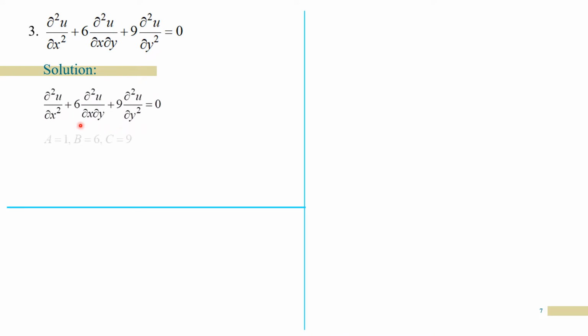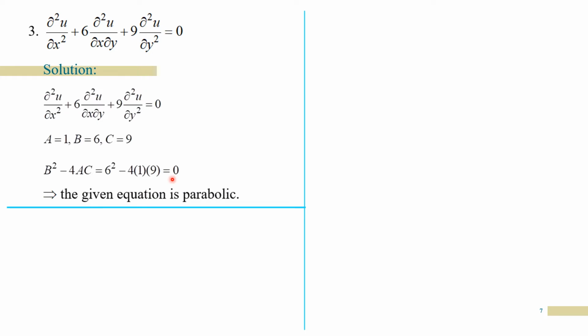In this PDE, A is equal to 1, B is equal to 6, and C is equal to 9. Now substitute these constants into the formula for the discriminant, B squared minus 4AC, and the answer is equal to 0, and therefore we conclude that this given PDE is a parabolic equation.